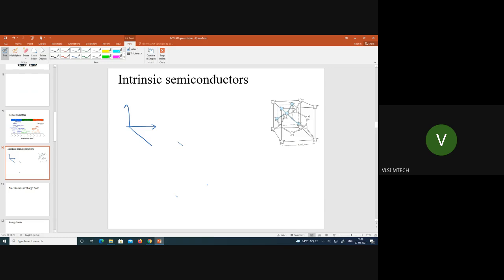X in this direction. This is X, Y, Z. So I'm trying to draw the rough outline of this block here, and this plane that I'm shading right now is essentially one of the crystal orientations that I was talking about.